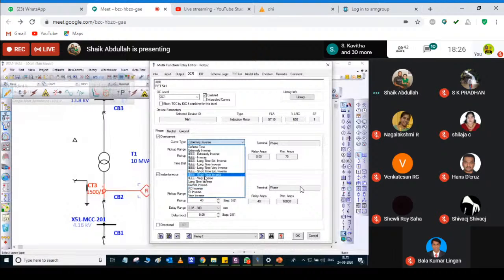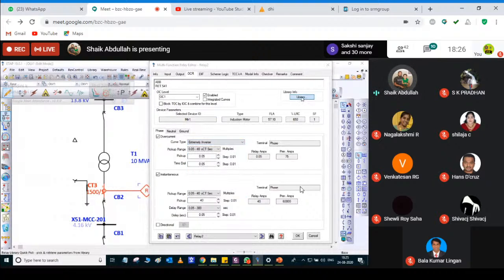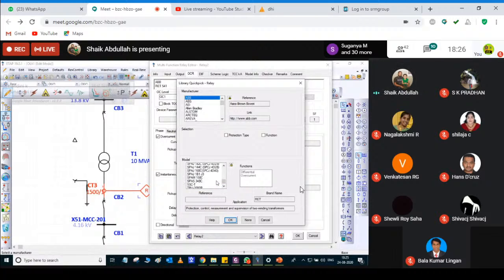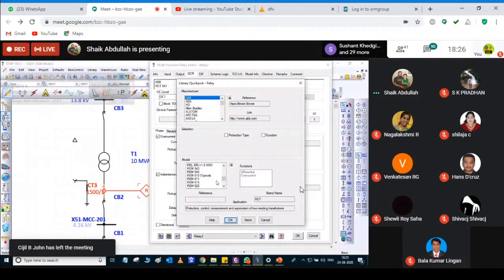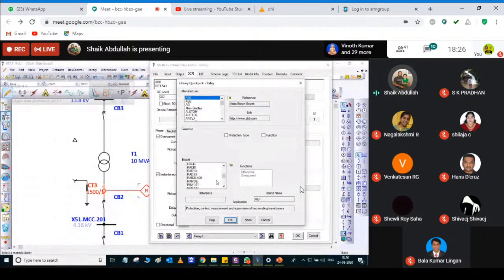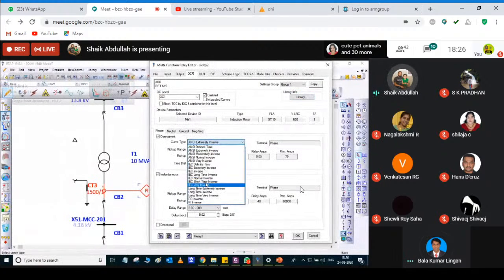For this one, this relay doesn't have any IEC curves, because this relay is RET 541. I'm not sure, I don't have anything. So instead of that, I'm going to choose some other relay, RET 615. Yes, RET 615, okay. I have all the curves in it. So you have to ensure that your relay has all the curves. So you have to choose this one.